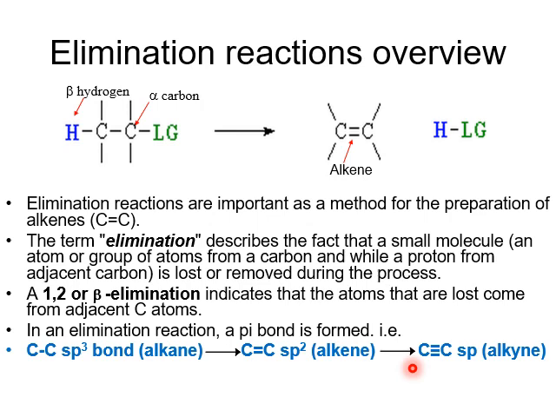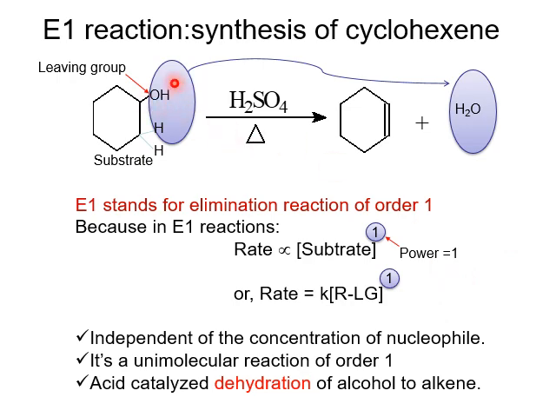A 1,2 or beta elimination indicates that the atoms that are lost come from adjacent carbon atoms. So, for example, in our experiment today, the OH group, the alcohol group, will be removed. That's why it's an elimination reaction. Another thing is that the rate of the reaction has a direct relation to the concentration of the substrate, which is cyclohexanol here. So the reaction is first order. That's what we call E1.